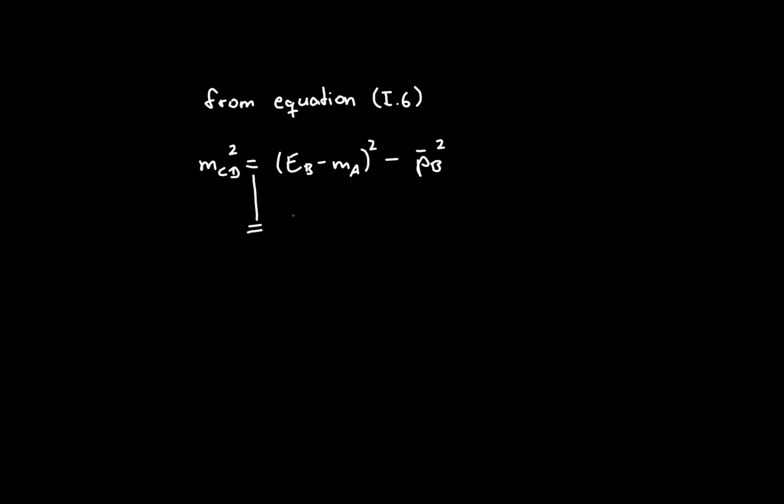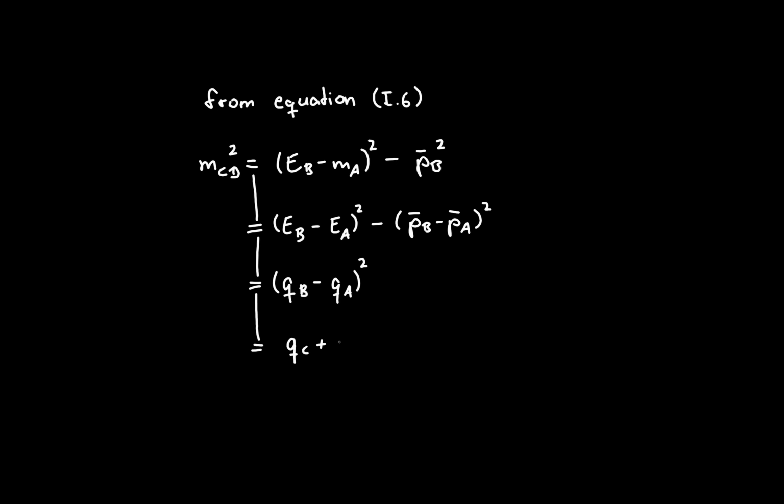We are still in the rest frame of particle A. Therefore, the mass m_A is nothing else but the energy of particle A, E_A, and the three-momentum of particle A is 0. Therefore, we can rewrite this equation as the four-momentum B minus the four-momentum A, squared. Because of the conservation of four-momentum, this is the same as four-momentum C plus four-momentum D, and then squared.